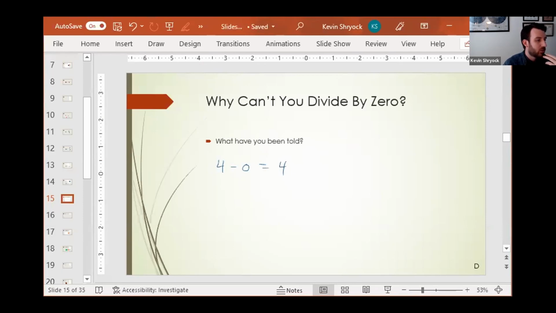"Can't take something out of nothing." "0 is nothing. Can't cut a pizza into 0 pieces." I like that. Can't cut a pizza into 0 pieces. All right. "So if I can't find it in the real world, it doesn't exist." "It makes God angry and creates black holes." Yep, I've heard that one.